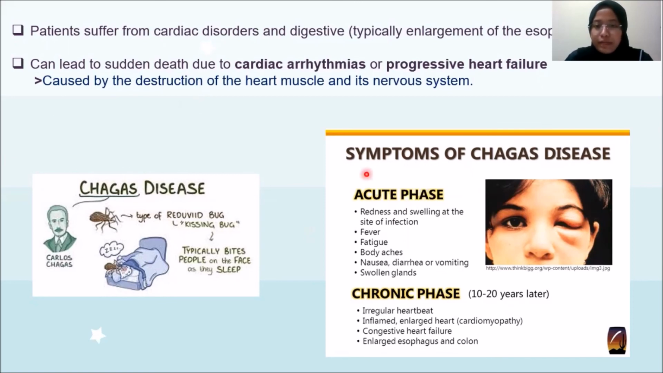There are two phases of symptoms of Chagas disease. The first one is the acute phase, and the second one is the chronic phase that occurs 10 to 20 years after the infection. The chronic phase causes irregular heartbeat, an inflamed enlarged heart, congestive heart failure, and an enlarged esophagus and colon. The kissing bug typically bites people on the face as they sleep. The swollen part is where the kissing bug bit.